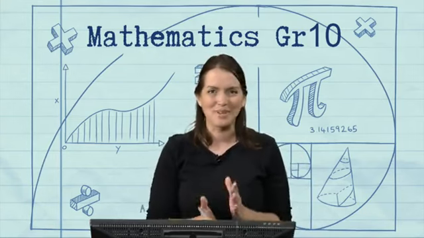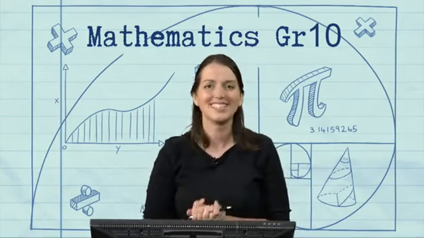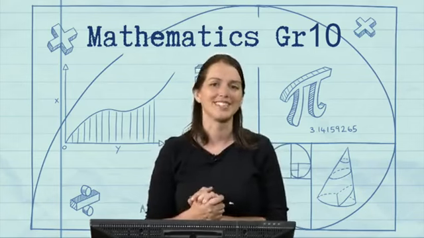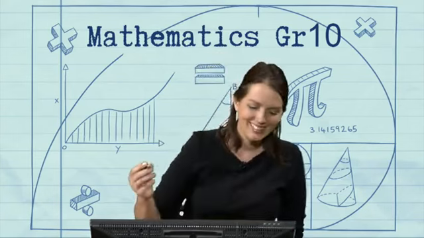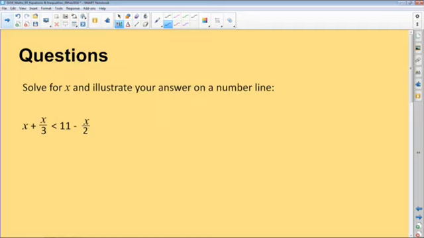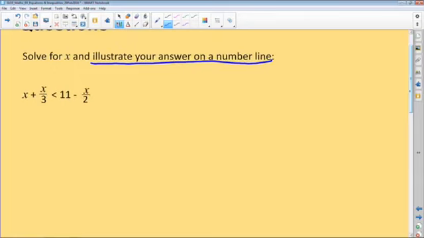Okay, now the moment you've all been waiting for, let's look at a linear inequality. Question says solve for x and illustrate your answer on a number line. And we have an inequality of x plus x over 3 is smaller than 11 minus x over 2.